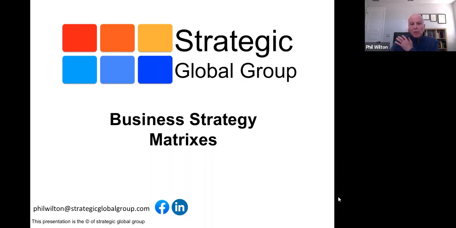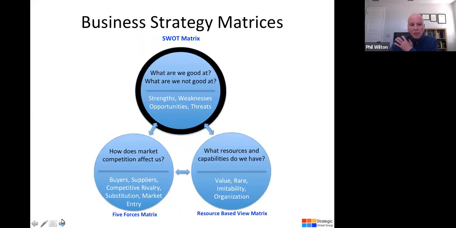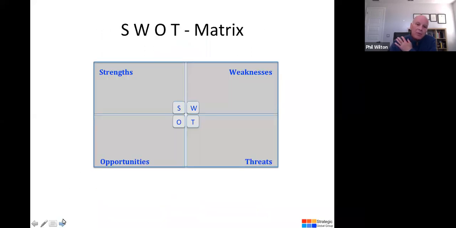So we're going to look at 3 different matrices, and the first one is going to be the SWOT matrix. The other 2 are the resource-based view to the bottom right here, and the 3rd one is the 5 forces over here. So first off, we're going to have a look at the SWOT matrix. We're going to go through how this is laid out. Most of you probably know or have seen some kind of boxes similar to this, which is the SWOT matrix.